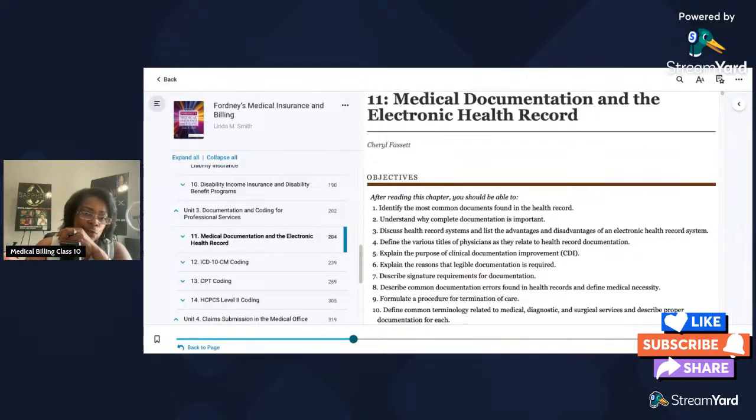I'm not going to say move back to Class 10, we're going to go over what's in class 10, and then we're going to continue on to class 11. Okay, so again, this is chapter 11, medical documentation and electronic health record.